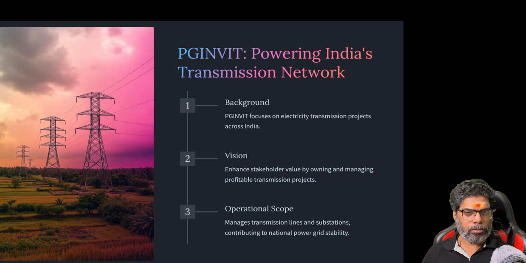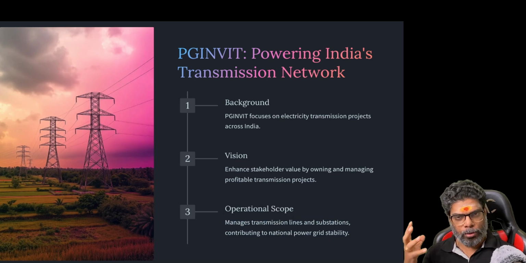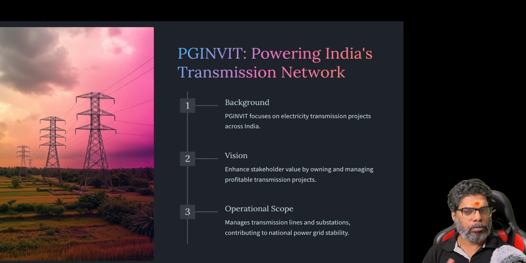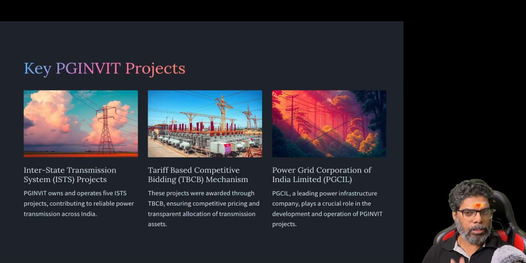And what is the operational scope here? They want to manage the transmission lines and substations, contributing to national power grid stability. Majorly they handle the transmission lines, which carry power from the source to retailers. These transmissions are taken care of by them, and the substations are also taken care of by them. The major part of the revenue comes from power usage. So PGInvIT handles 5 interstate transmission systems.